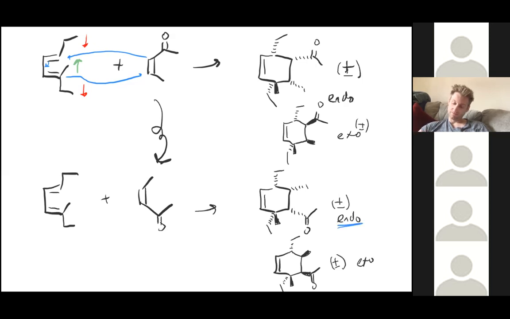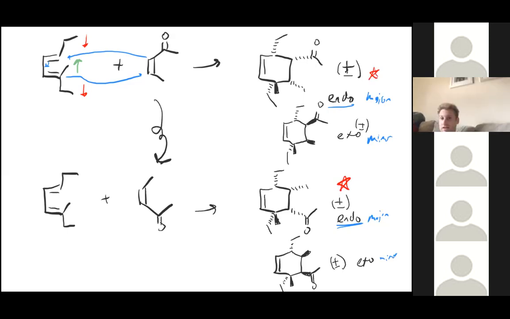Our two endos are going to be the major products. Yeah, endo is always major, exo is always minor. So at least there's that. Exos are going to be minor. So for this here, there'll be two different major products, like so. These are about as complicated as it gets in terms of stereochemistry. There is one more topic we're going to talk about when it comes to these.